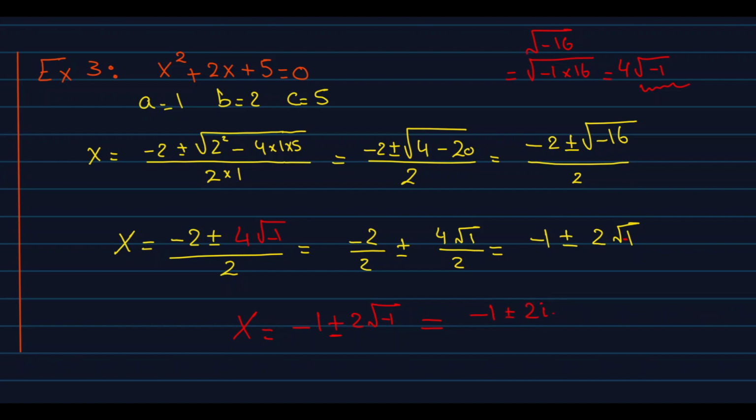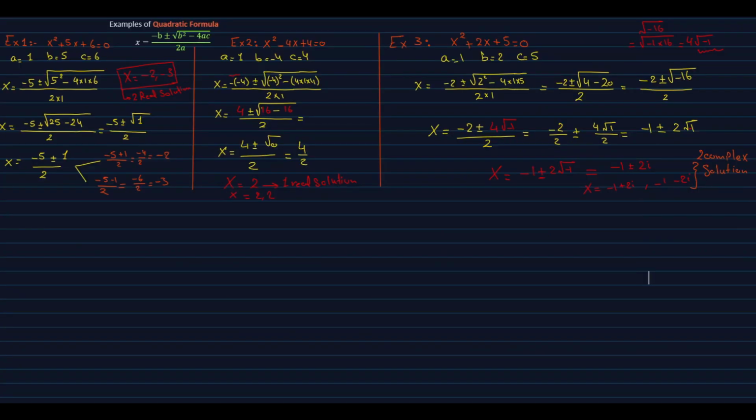It can also be written as x is equal to negative 1 plus 2i and negative 1 minus 2i. And by this, we had two complex solutions. And by this, we are done with examples of the quadratic formula. The first one was two real solutions, the second one was one real solution or two repeated solutions, and the last one was two complex solutions.